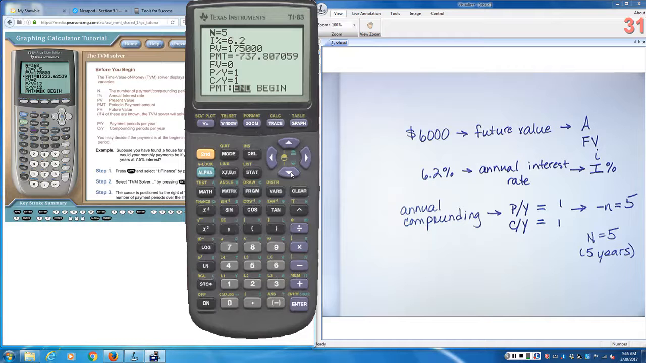Okay. And then 6.2% is our annual interest rate. The present value, we don't know, that's what we're wanting to find out, so we're gonna put in a 0 for that. We're not gonna make any payments, so we're gonna put in a 0 for that. But we want the future value to be $6,000. Okay? And then you put your cursor on your present value and hit alpha enter. And it says you'll need $4,441.49.